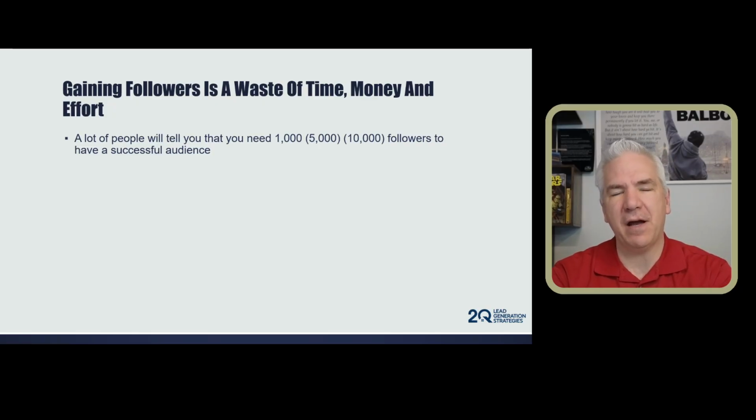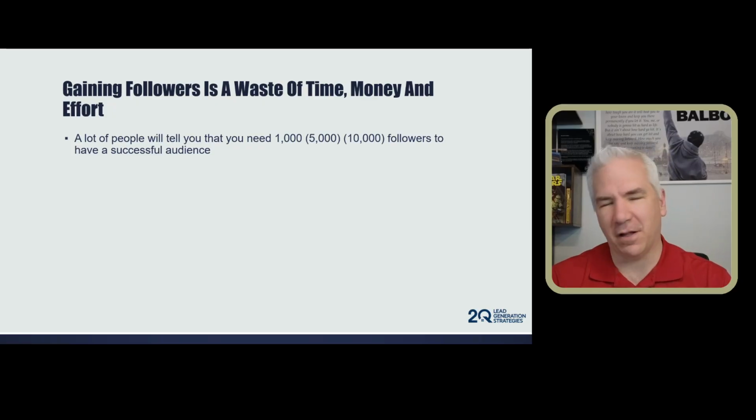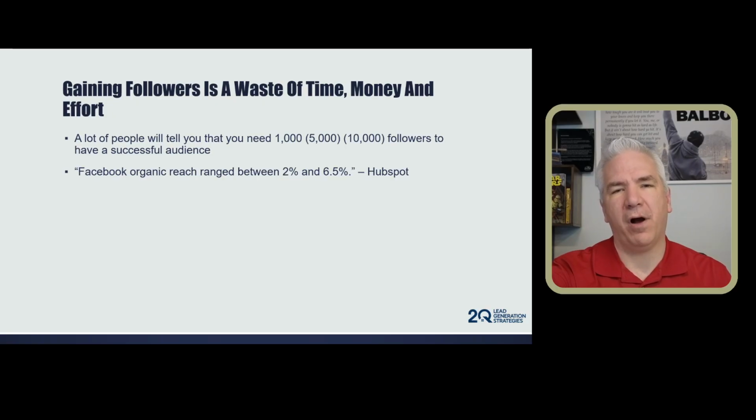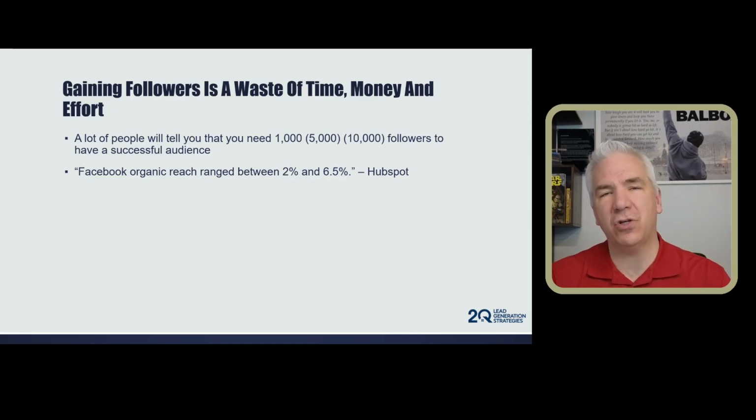That's the answer. See, that kind of leads us to the next problem, which is gaining followers for your page is a waste of time, money, and effort. So if you listen to a lot of the people, they'll tell you that the key is to have 1,000 followers, 500,000 followers, 10,000, whatever their magic number is. That's the key to success. Well, here's why it's a problem. HubSpot is one of the leaders as far as social media testing. And in their testing, what they found is that organic reach, again, just means how many people see it for free, ranges between 2 to 6.5%.